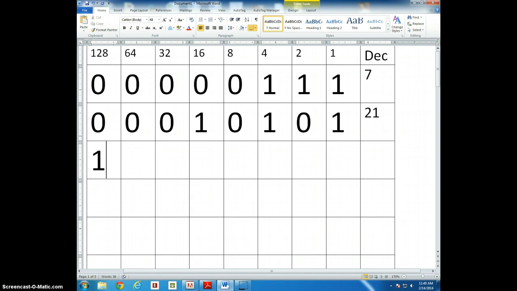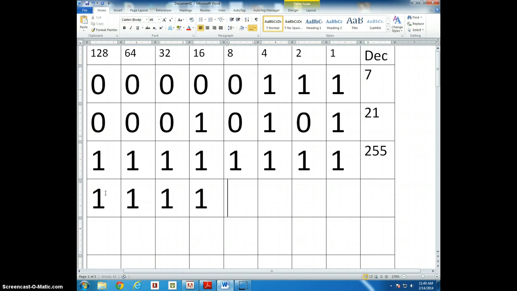If I have all ones, it's probably easiest just to memorize that that's 255. And if we added up 128 plus 64 plus 32 plus 16 plus 8 plus 4 plus 2 plus 1, it would be 255. And if I have all ones, but let's say I switch a couple of these to zeros, I'm subtracting or turning off a 4 and a 1. So if I subtract a 4 and a 1 from 255, what would I get? I'd get 250.